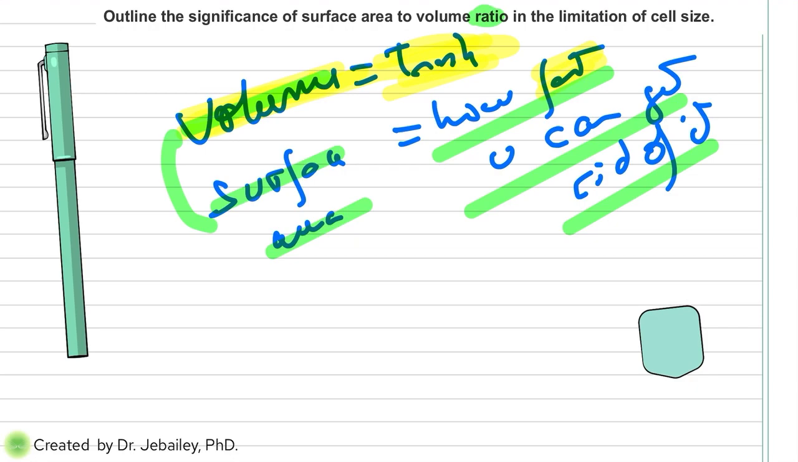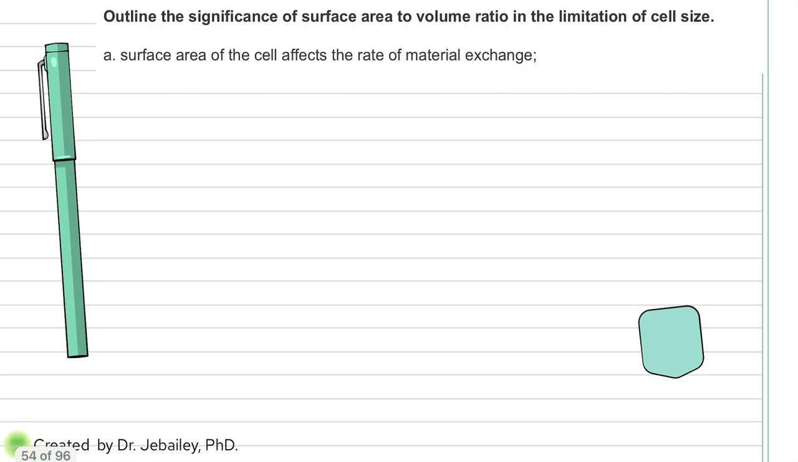How would you get all of this into mark schemes? Let's look at the mark scheme when it talks about it. First, you have to mention the surface area of the cells affects the rate of the material exchange. That's exactly what was mentioned.